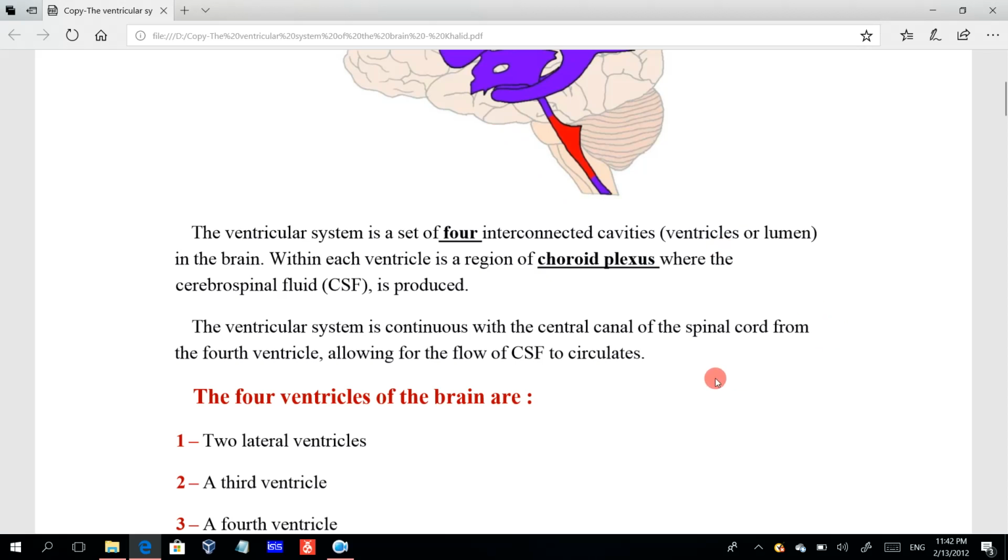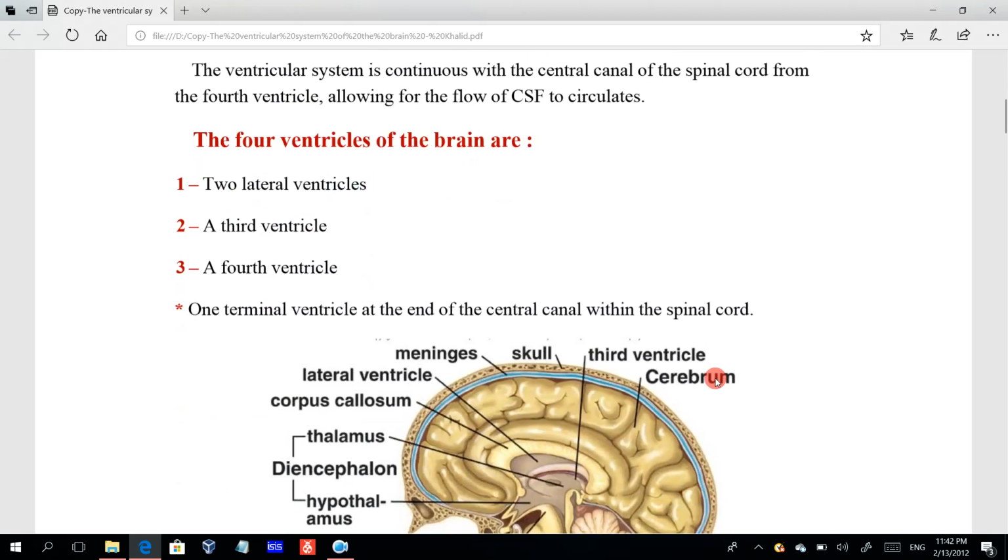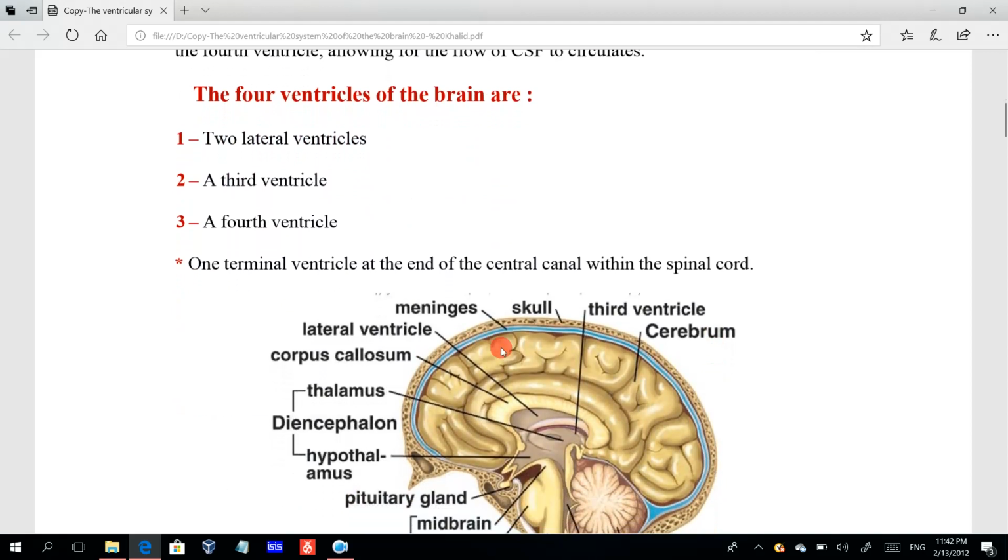The four ventricles of the brain, what are they? We have two lateral ventricles, one in the right hemisphere and one in the left hemisphere. Second, we have the third ventricle, and third, we have the fourth ventricle. And we also have a small ventricle at the end of the central canal within the spinal cord. Of course, this will be discussed later when we give you a lecture about the spinal cord.